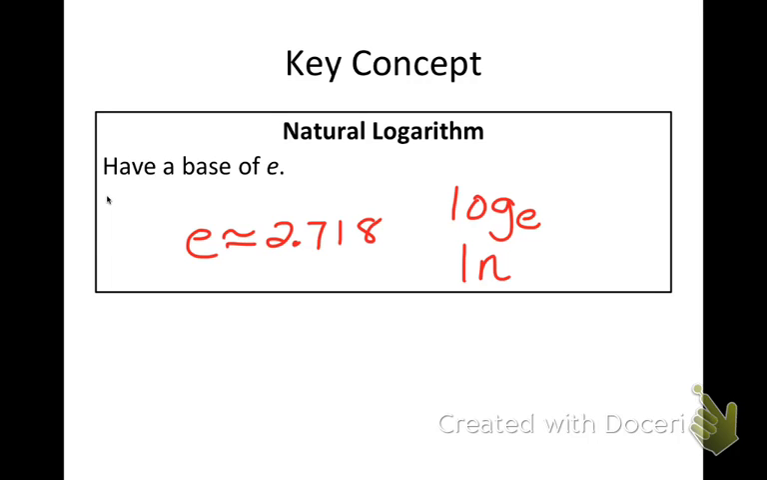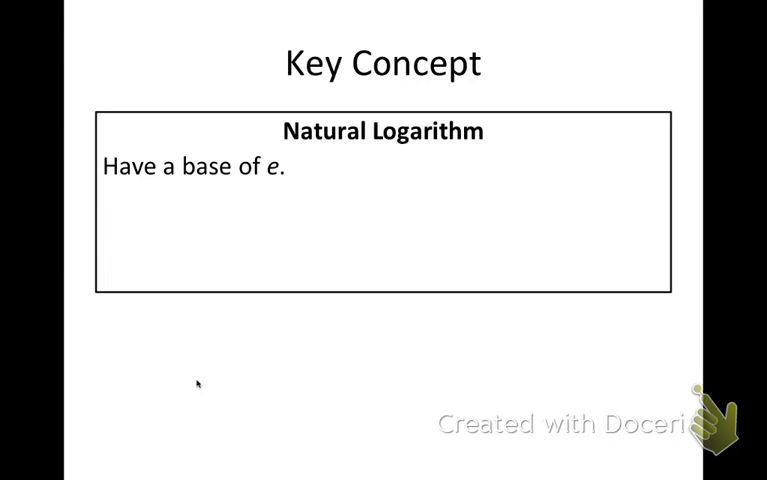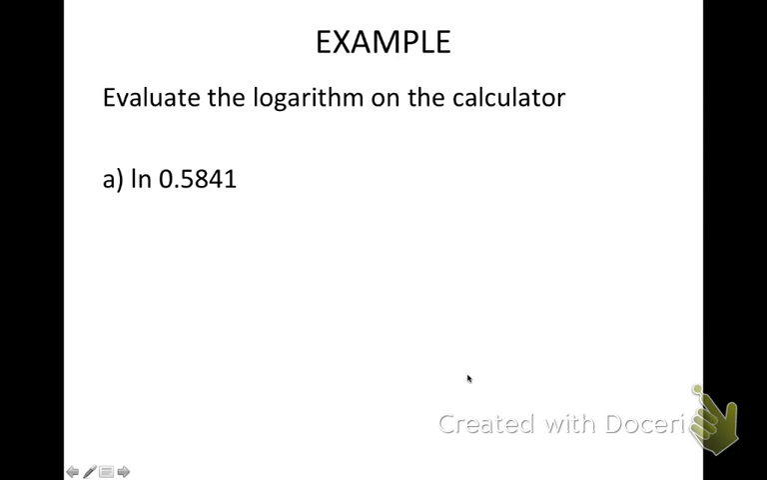So whenever you see a log with no base, we assume the base is 10. Whenever you see an ln, we're talking about a natural logarithm, which has a base of E. So whenever you see that ln, you should be thinking the base of this logarithm is E. What is E? E is something equivalent to 2.72. Okay? All right. So I wouldn't even put this in your notes. We already talked about that.